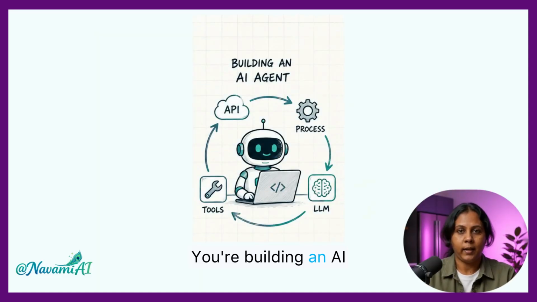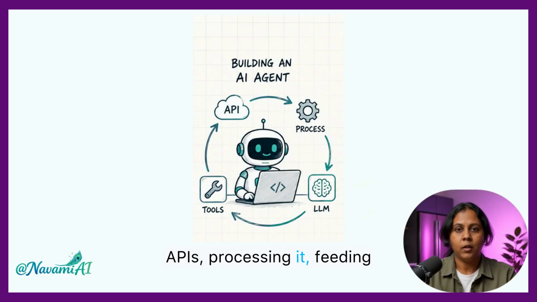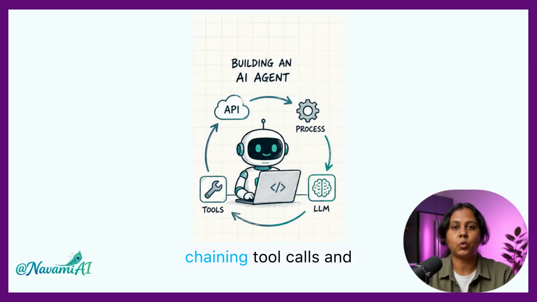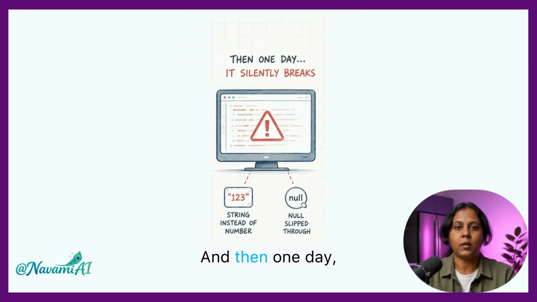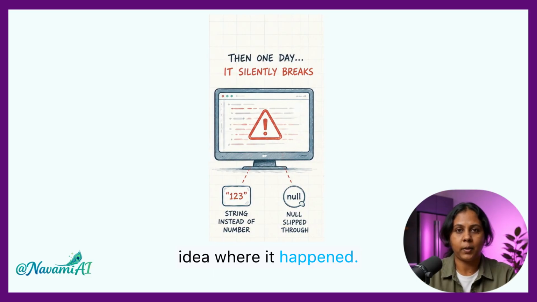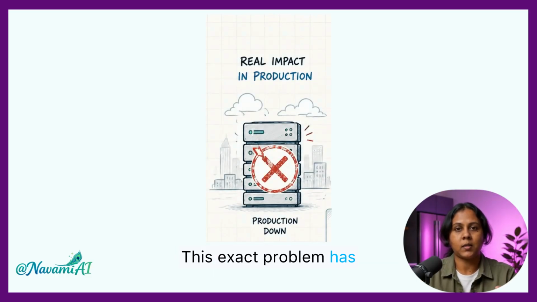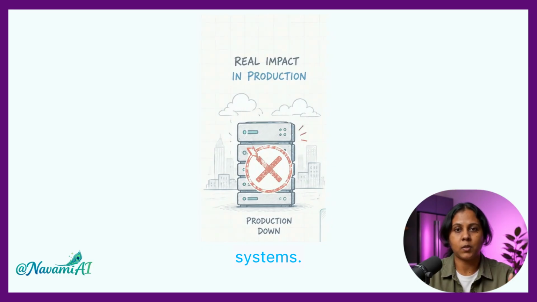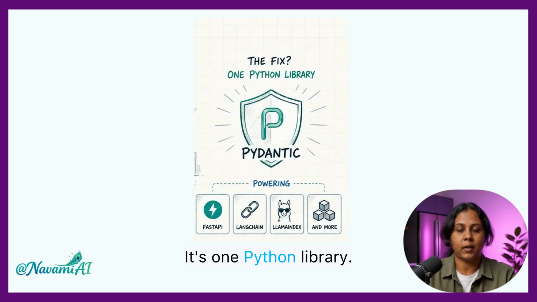You are building an AI agent. It's pulling data from APIs, processing it, feeding it to an LLM, chaining tool calls, and so on. And then one day, it silently breaks. A string showed up where a number was expected, a null slipped through, and you have no idea where it happened. This exact problem has taken down production AI systems, and the fix, it's one Python library.